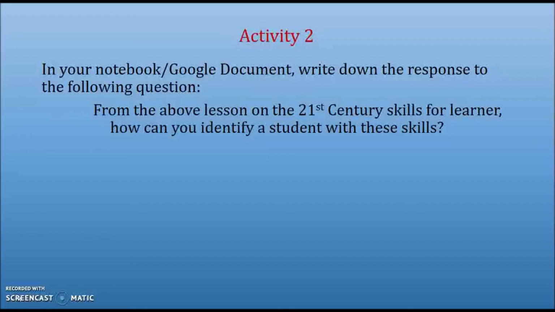And that is the end of our lesson 4. But before that, we have to give you an activity from the above lesson on the 21st century skills for learners. How can you identify students with these skills?